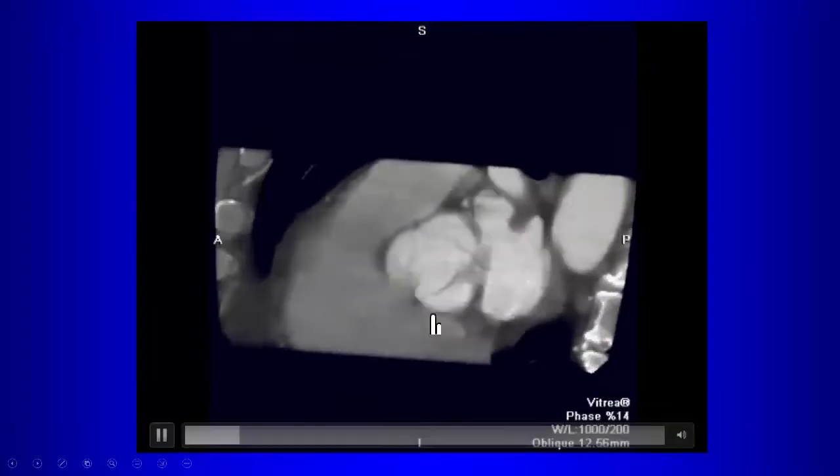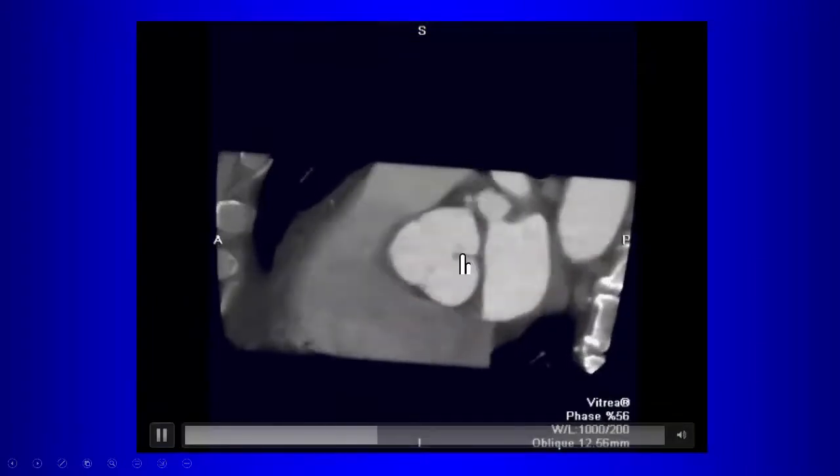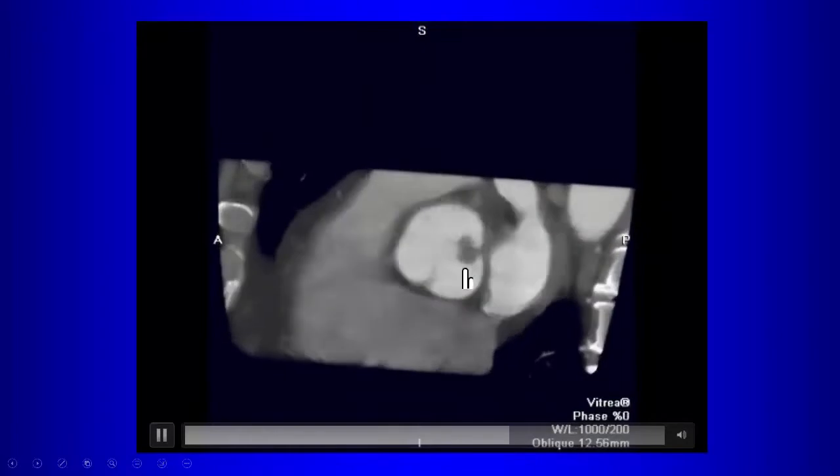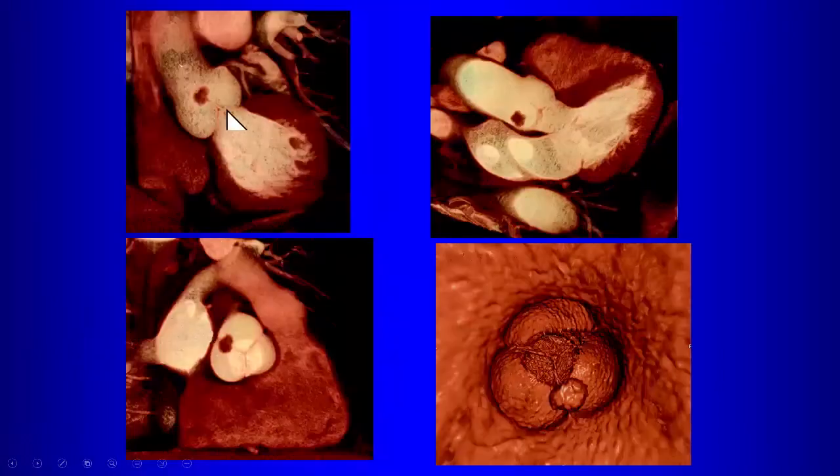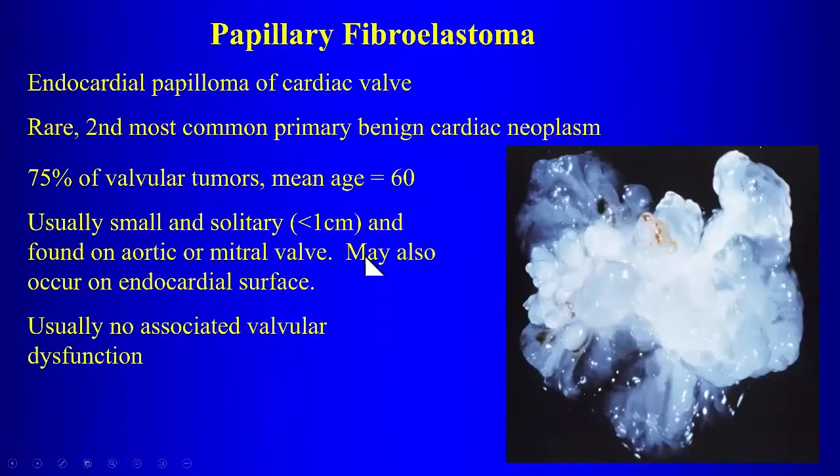So we can see it here also on this view going right through the aortic valve, this papillary lesion that's kind of attached to the aortic valve, and that is the most common location for these unusual tumors. So here are volume rendered views showing you this papillary fibroelastoma attached to the aortic valve. But as I've said, if you're just looking at the imaging, the first thing on your differential might be endocarditis or blood clot. And then if the patient is asymptomatic, then maybe papillary fibroelastoma.